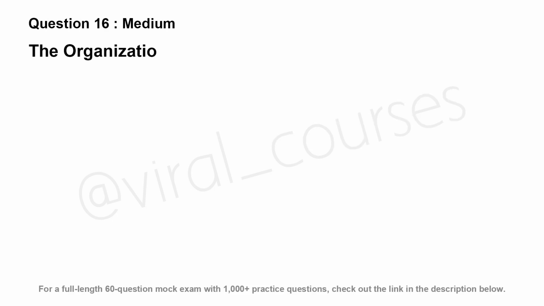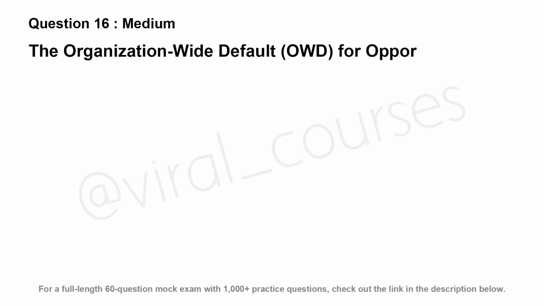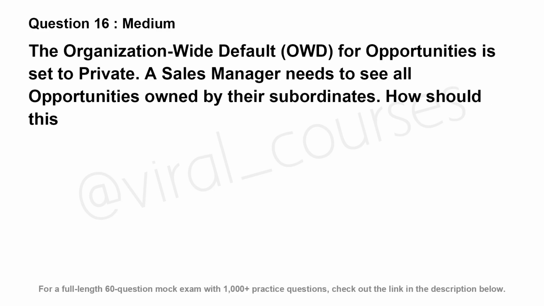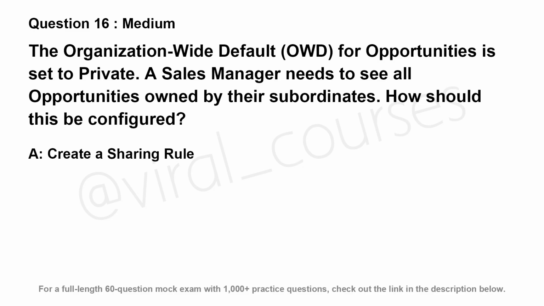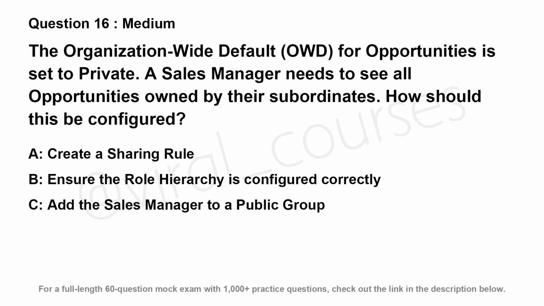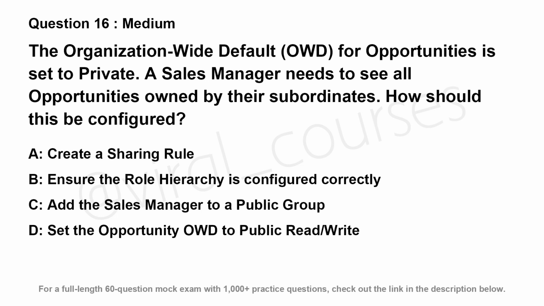The organization-wide default, OWD, for opportunities is set to private. A sales manager needs to see all opportunities owned by their subordinates. How should this be configured? Option A. Create a sharing rule. Option B. Ensure the role hierarchy is configured correctly. Option C. Add the sales manager to a public group. Option D. Set the opportunity OWD to public read, write.